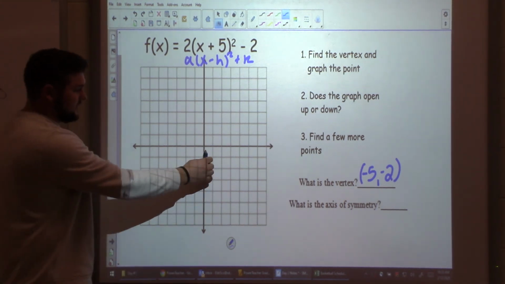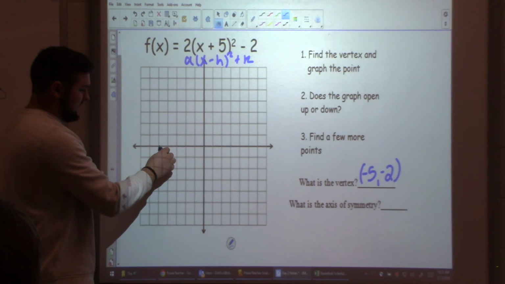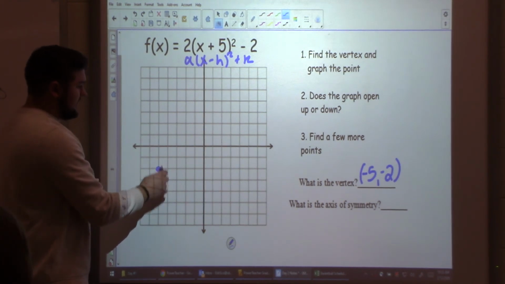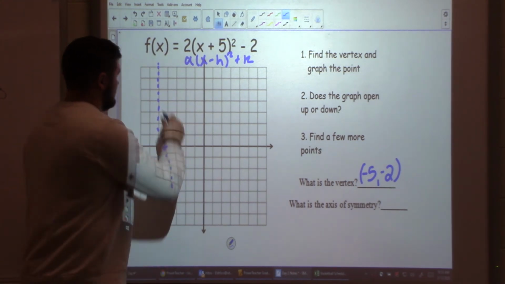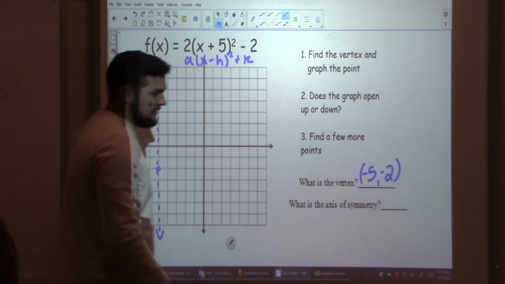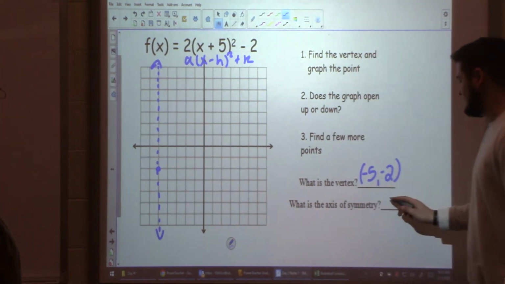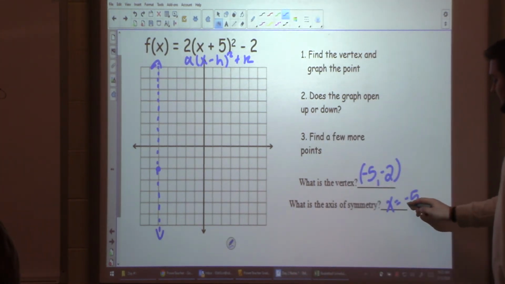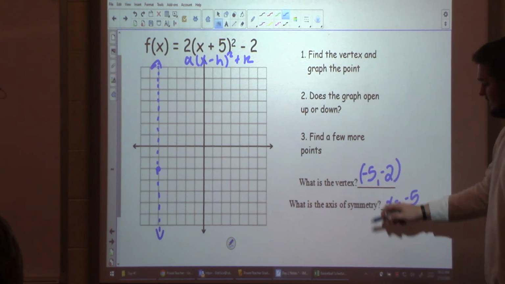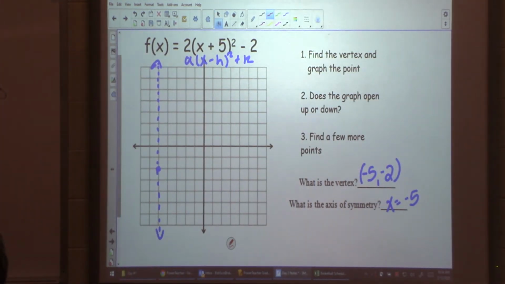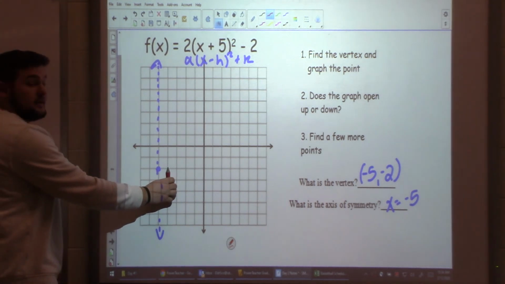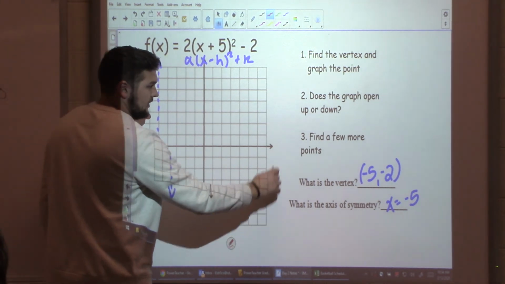So I'm going to plot that point first. 1, 2, 3, 4, 5. 1, 2. And I'm going to draw my axis of symmetry right through it. A dashed line right through it. Axis of symmetry then would be x equals negative 5, right? It's x equals our x value. Okay, I need 4 more points. So just like I did before, my x value started at negative 5. I'm going to go 1 to the right, which would be x equals negative 4.